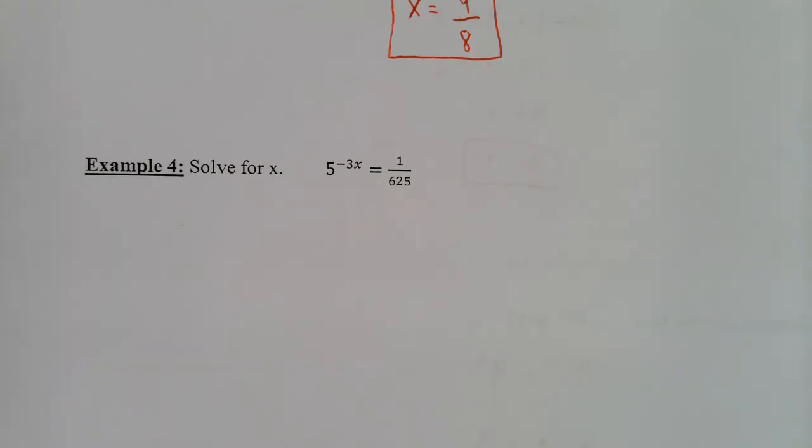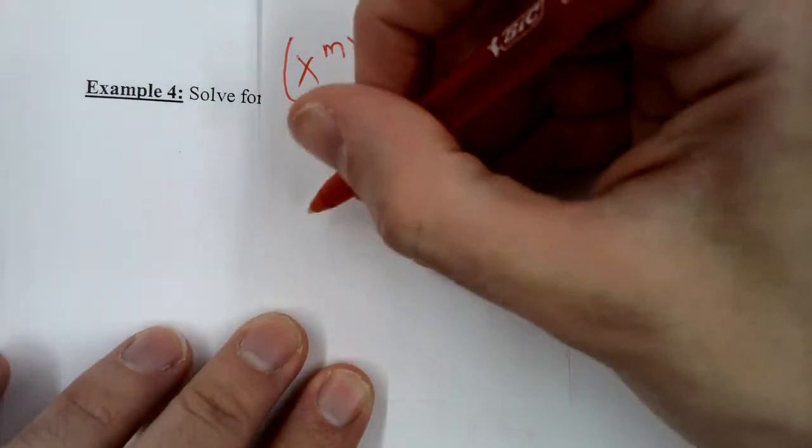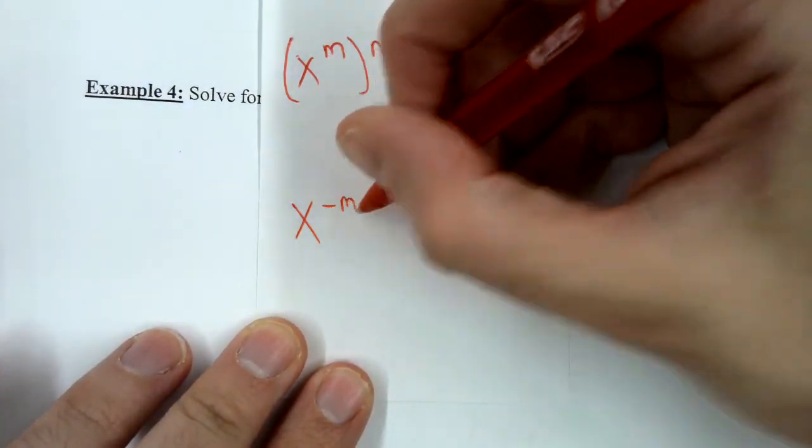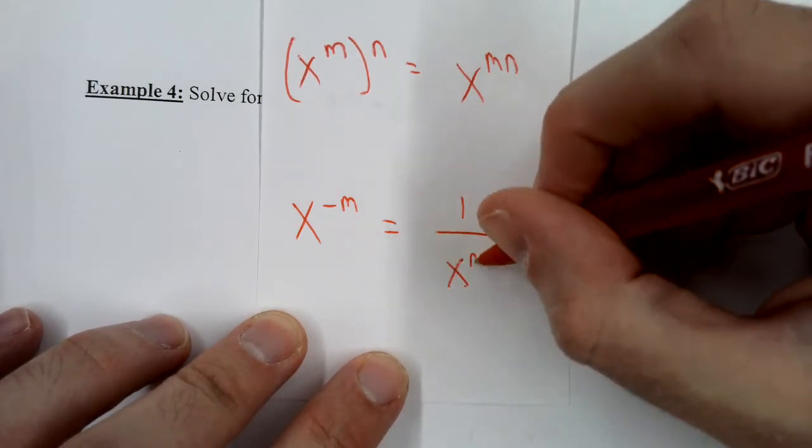Example 4, can we write each side of the equation with the same base? Think back to this property from earlier in the year. I think I said x to the negative m power equals 1 over x to the m power.